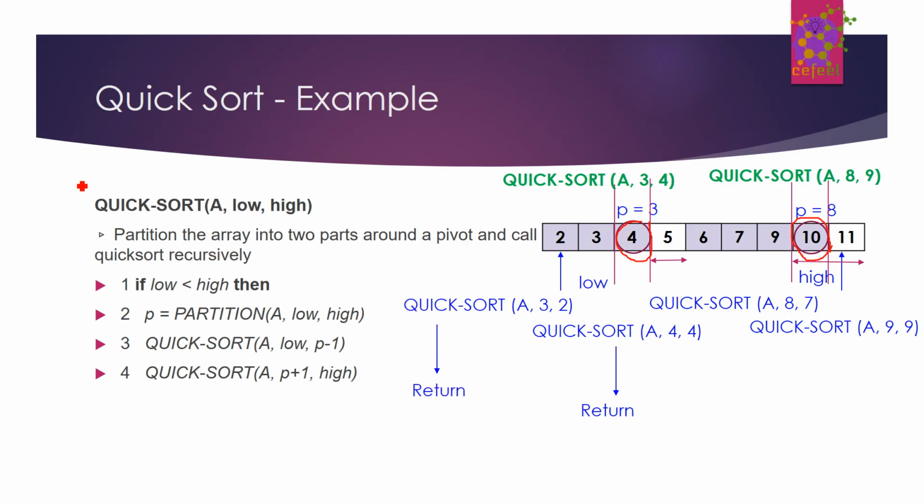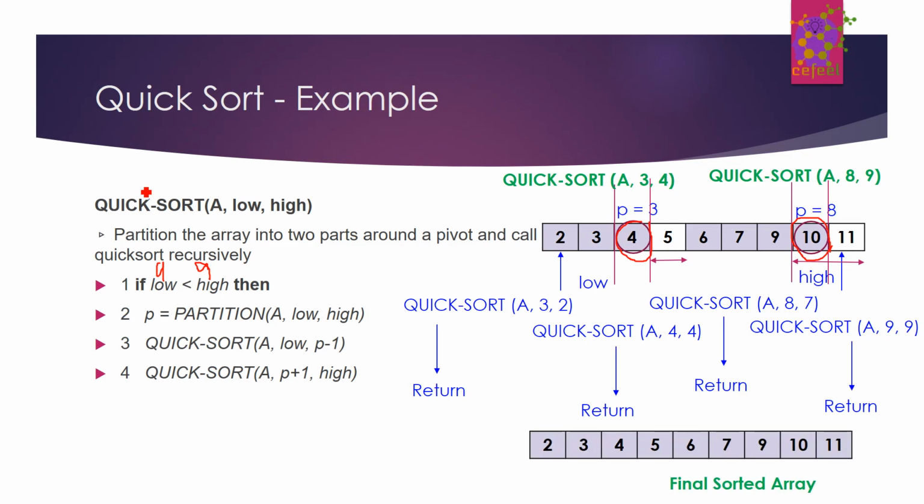And lastly A99 will have low as 9 and high as 9, and this means it only has one element. There is absolutely nothing to do here. So which means we are done. And if you see, really we are actually done, because single elements no longer need to be sorted, and our final sorted array is just this: 2, 3, 4, 5, 6, 7, 9, 10, 11. Awesome. So after these long steps, we have finally completed the sorted array.